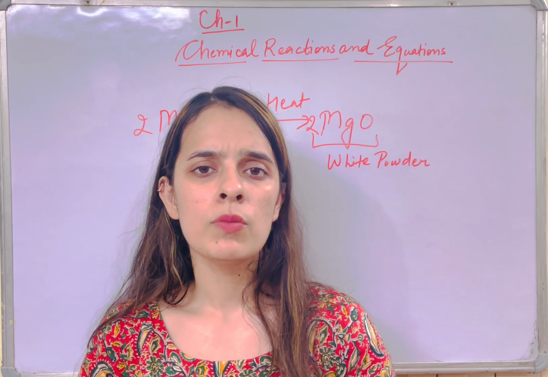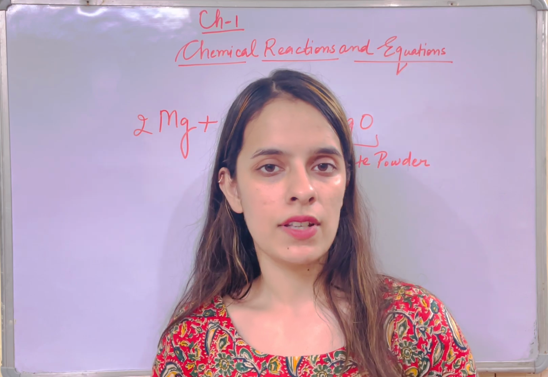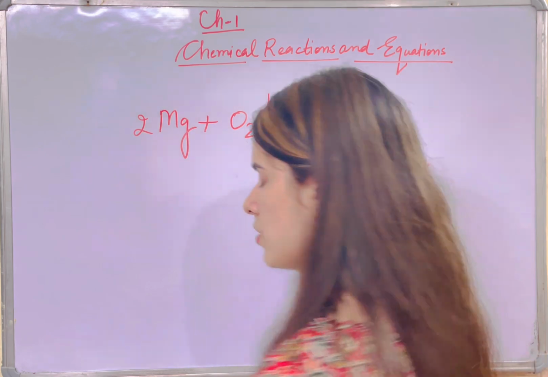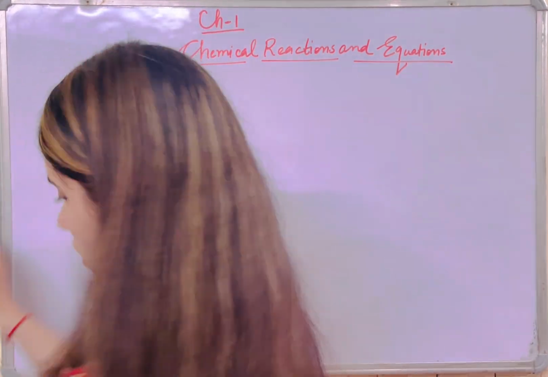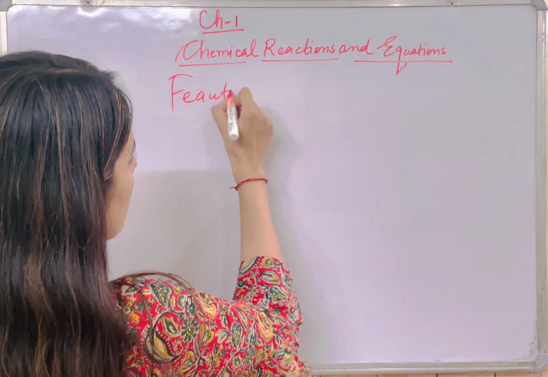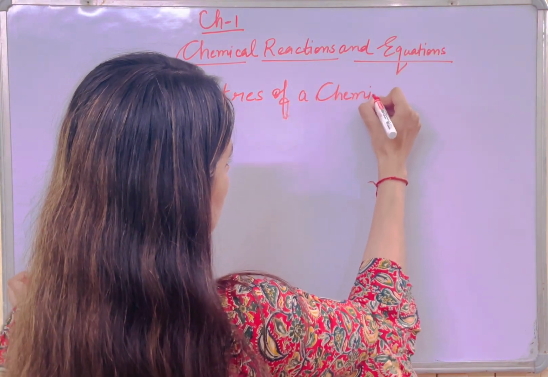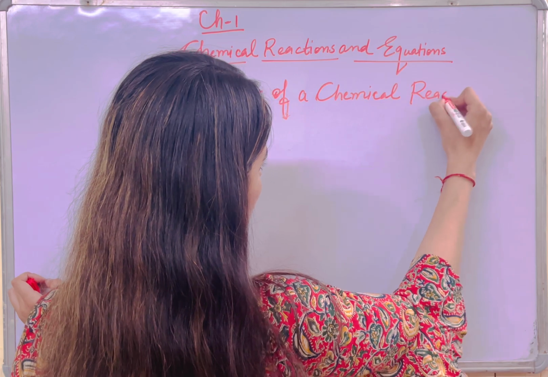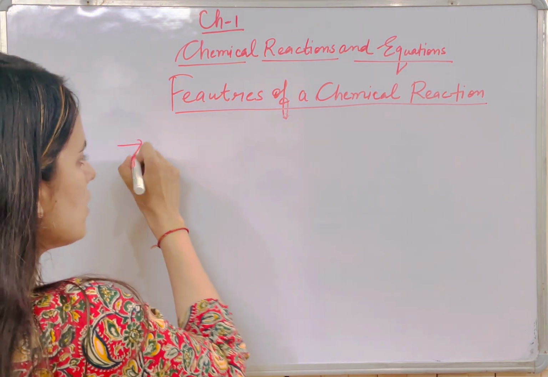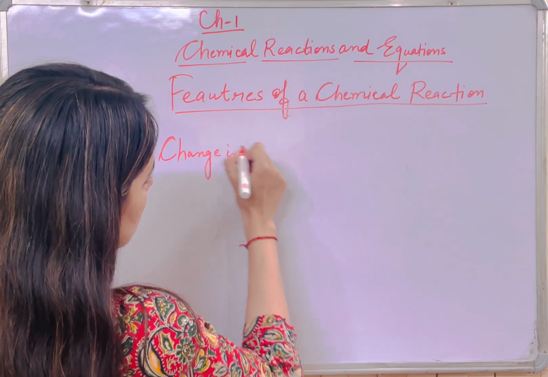After this we will be discussing the features of a chemical reaction, like how do we come to know whether a chemical reaction has occurred or not, right? So what are the features of a chemical reaction? First is change in color.